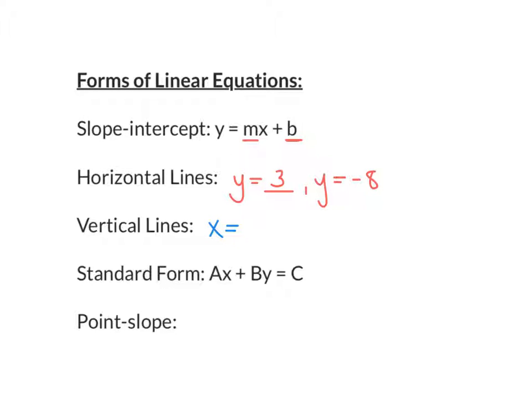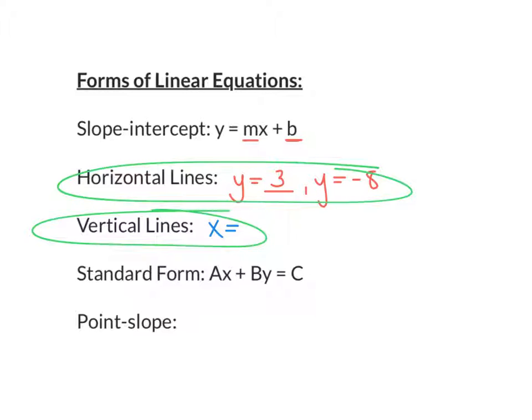We have standard form, ax plus by equals c. I don't know if you remember, this format is really good for graphing things when we're using intercepts, or maybe you called it the cover-up method. But really the most important one for today, well, I guess there's 3. Horizontal and vertical we are probably going to look at today a lot. And then point slope is the other really helpful one.